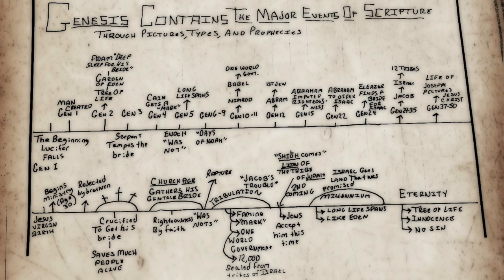Isaac, on the way up, said, here's the wood for the burnt offering, but where's the lamb? And what did Abraham say? He said, God will provide himself a lamb. And that's exactly what he did. Jesus Christ is God manifest in the flesh, and he provided himself as the lamb.